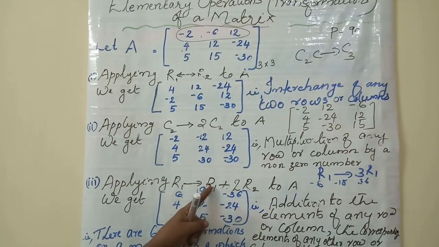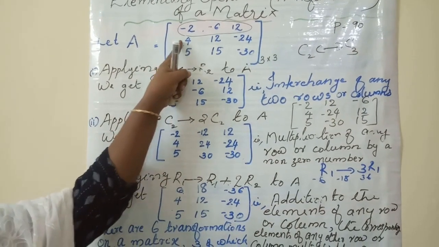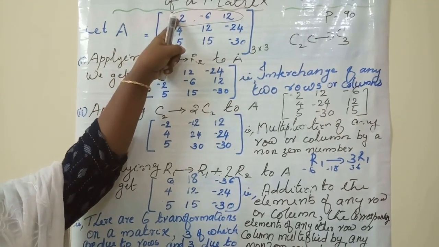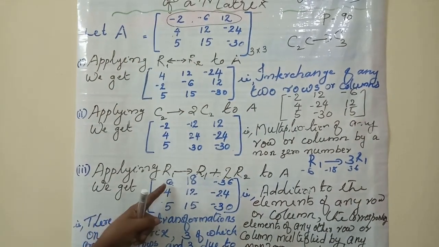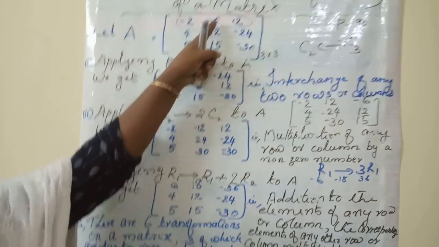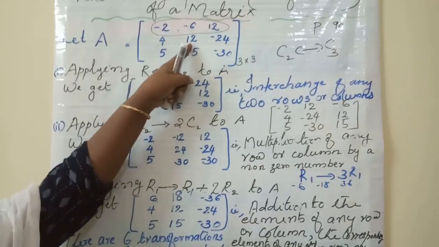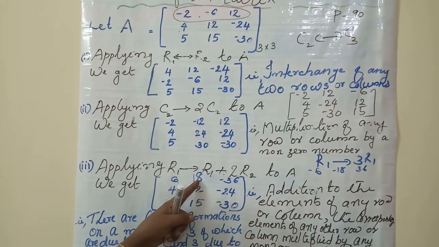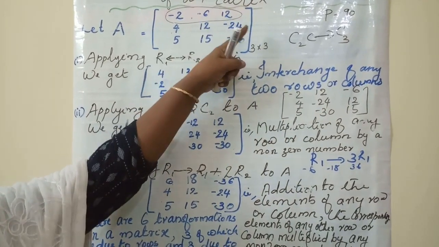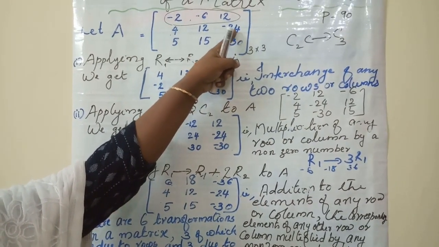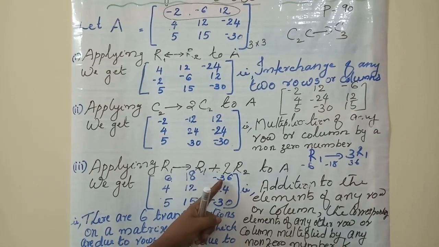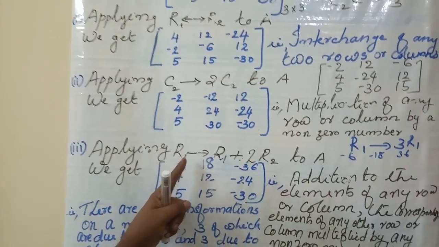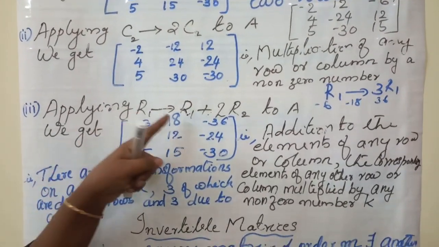Minus 2 plus 2R2. That means this is R2. 2 times 4 is 8, adding to this, that is minus 2 plus 8, so you get 6. The next, minus 6 plus 2 times 12, so you get 24. So minus 6 plus 24, you get the answer 18. Here 12 plus 2 into minus 24, that means it is minus 48. So adding, you get the result minus 36. That means the changes are only for R1. Remaining are the same. So here I consider only the example.